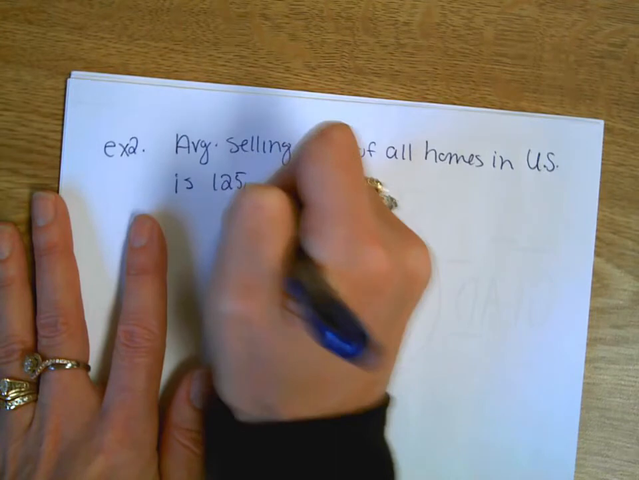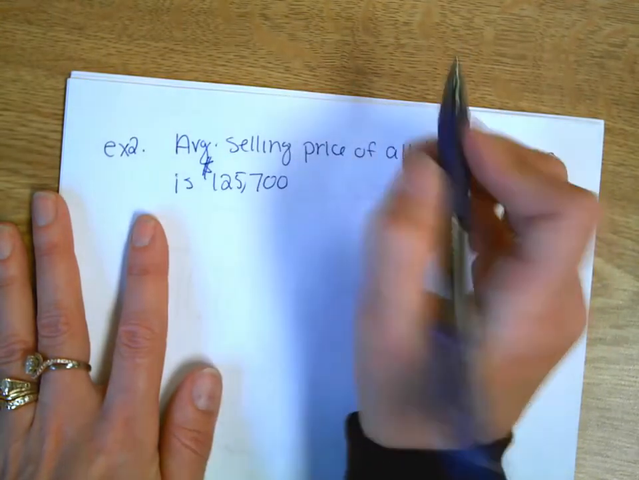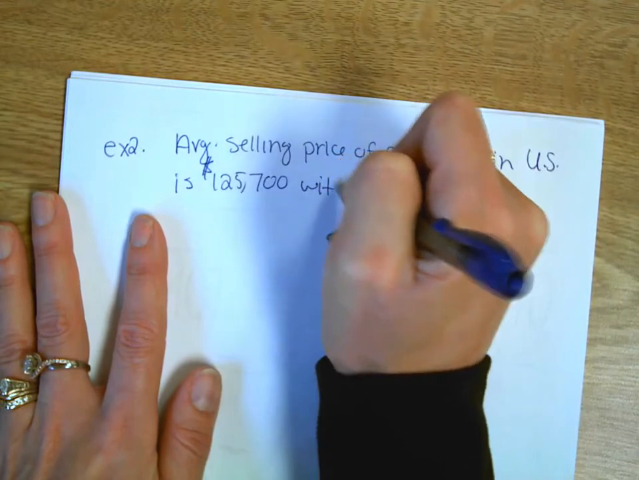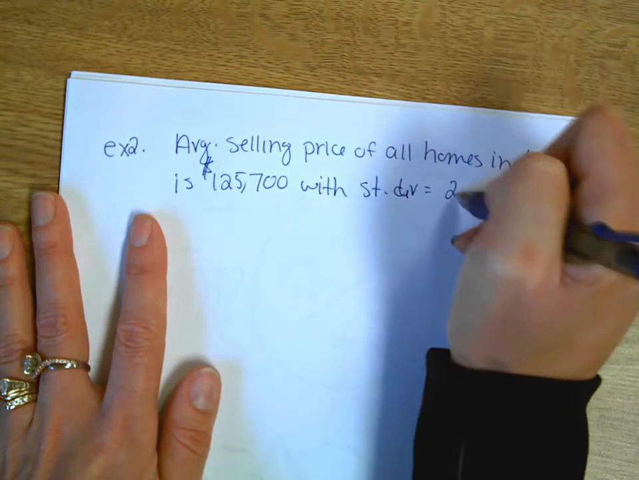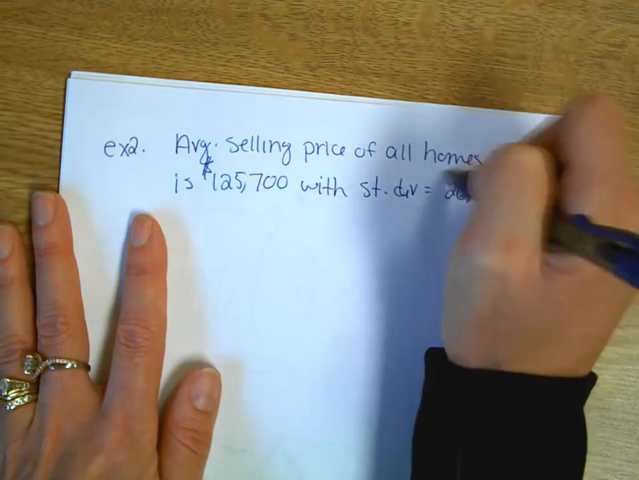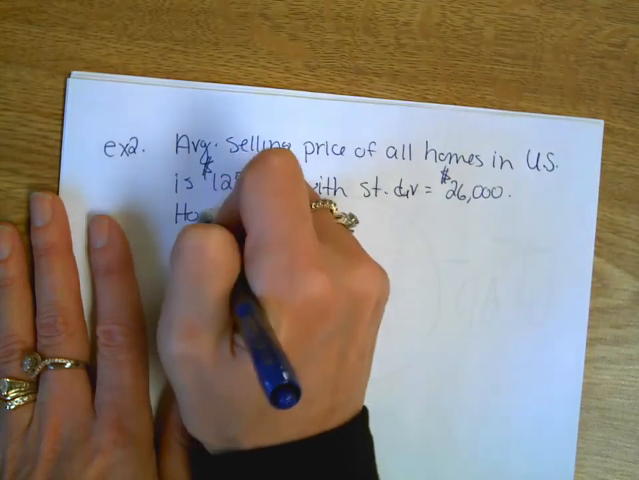The mean is $125,700, and this was, remember, back in the late 90s, so I'm sure it's higher. With standard deviation $26,000. Home prices are normally distributed.